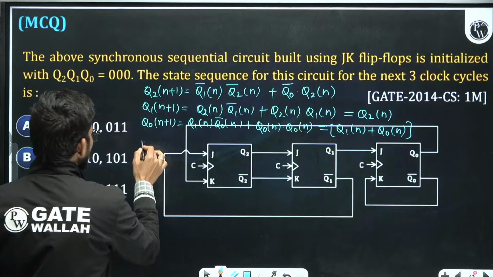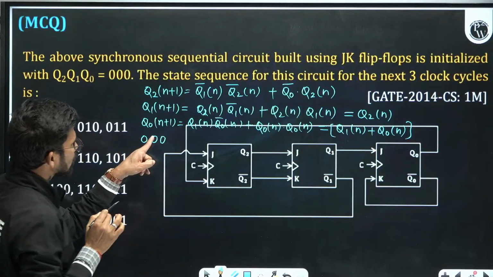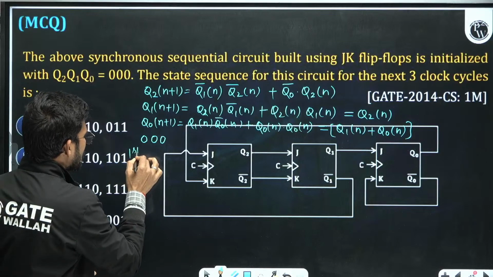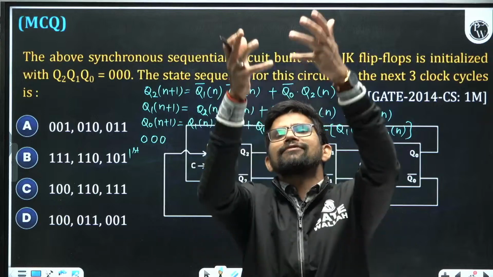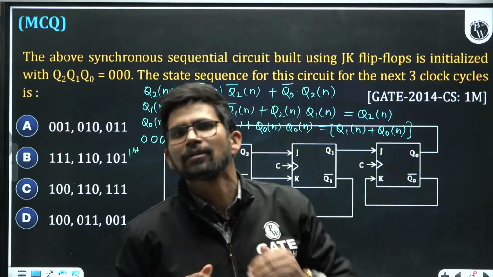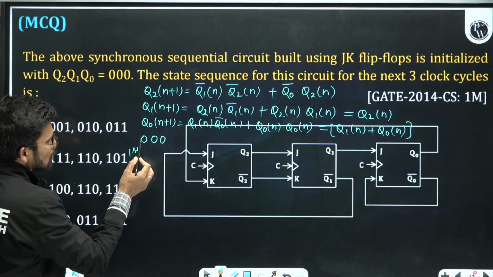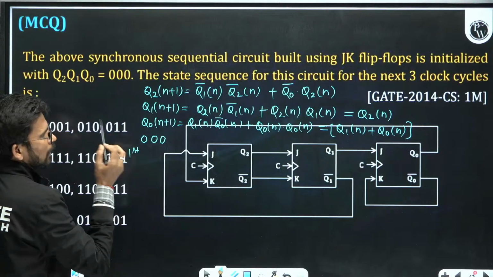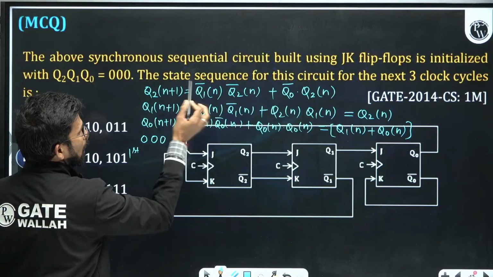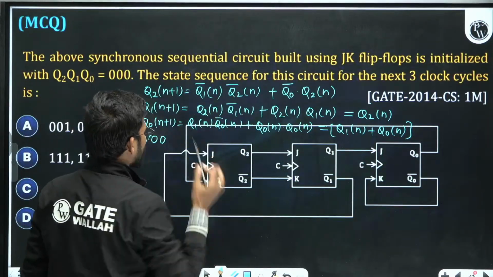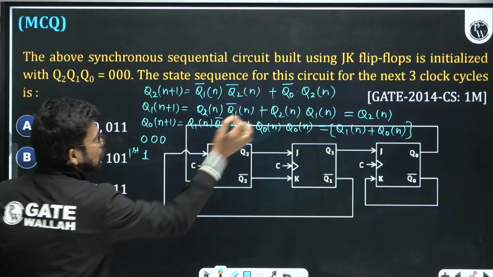Now let us write down the state. This is Q2, this is Q1, this is Q0. This is the present output Q2n, Q1n, Q0n. As soon as the first trigger appears, all the flip-flops get triggered and change the state from the present state to the next state. The next state of Q2 is Q1 bar n into Q2n, plus Q0 bar n into Q2n. Put the values and get the answer. Q1 is 0, 0 bar is 1, so 1 into 1 is 1, and 1 plus anything is going to be 1. So I will not solve further.